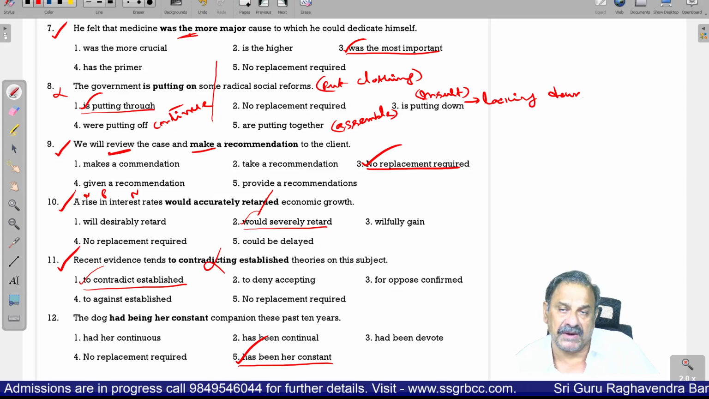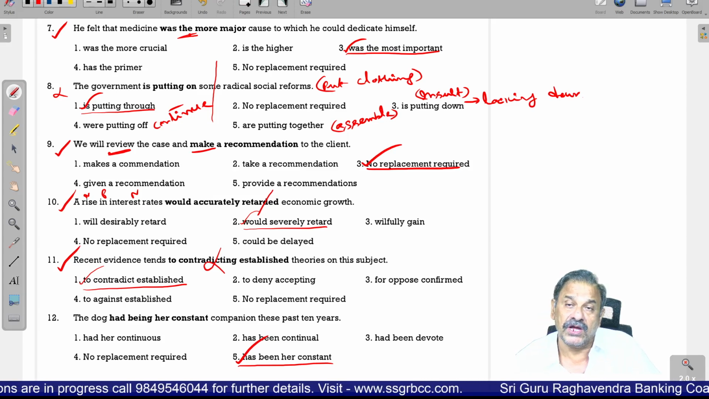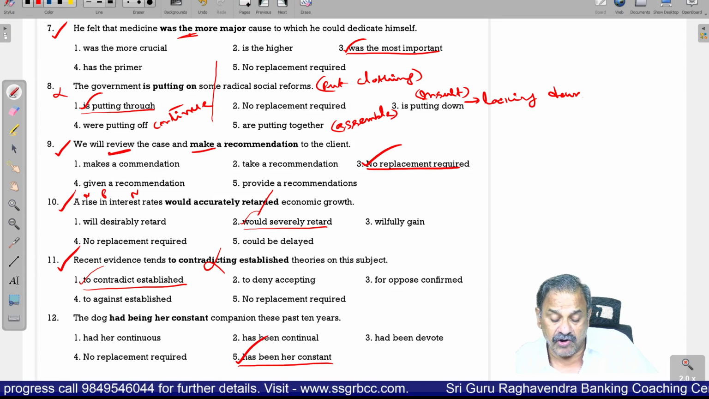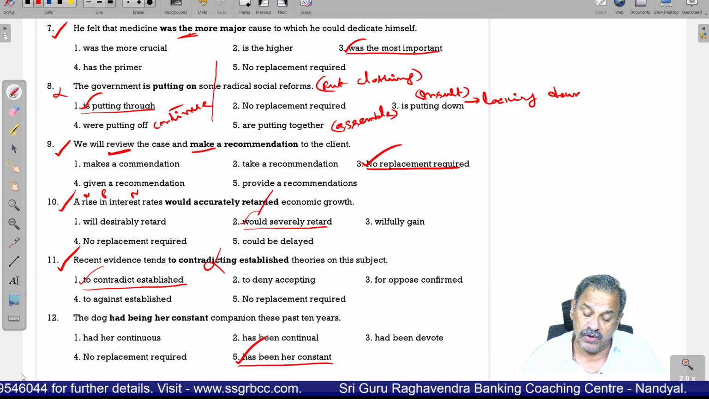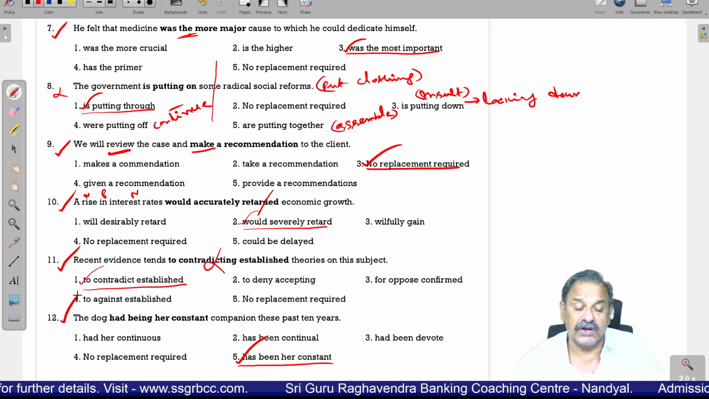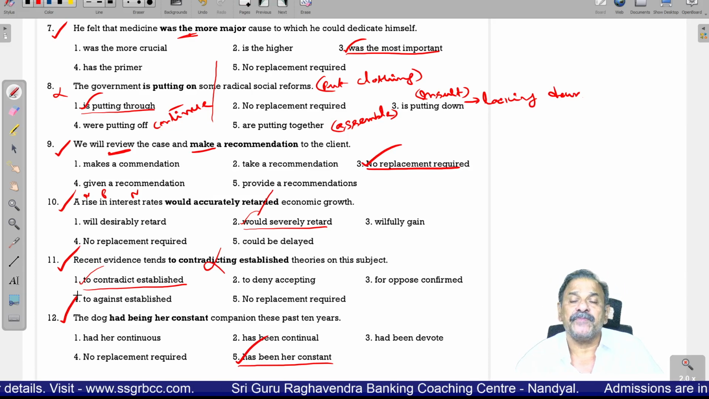This is present perfect tense. Had been a constant companion these past 10 years would be past perfect. So anyhow, the fifth option. It is also very easy. These are all the easy things.